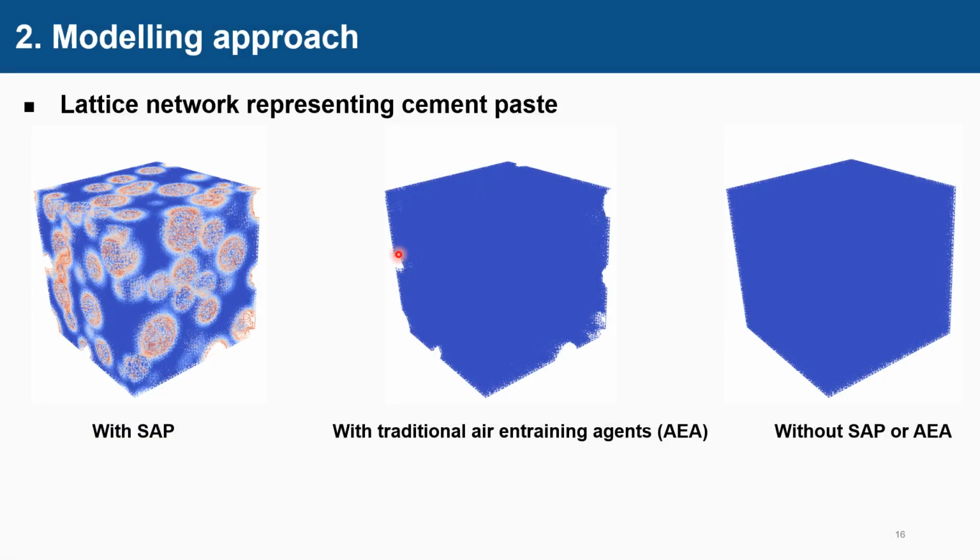Here's a picture of 3 types of models we built. The color gradient indicates the Young's modulus of the lattice beams. There's one comment. You don't see too many sap voids in the model with AEA. This is because the lattice beams are so densely arranged that the voids are covered and invisible.